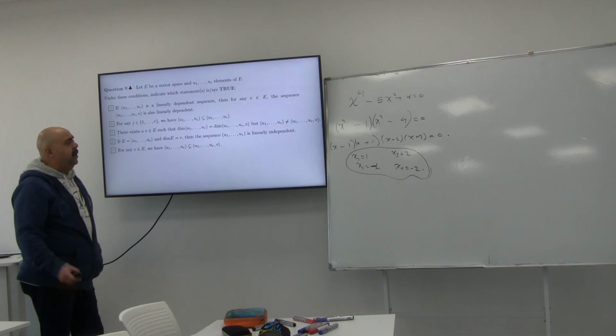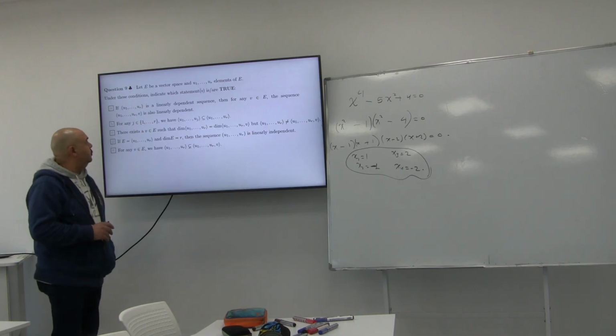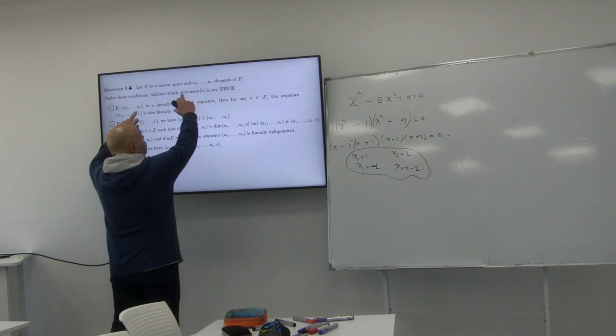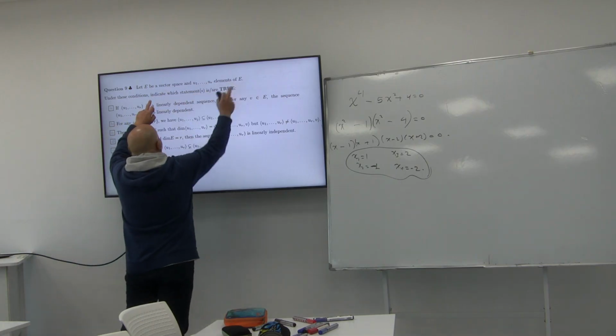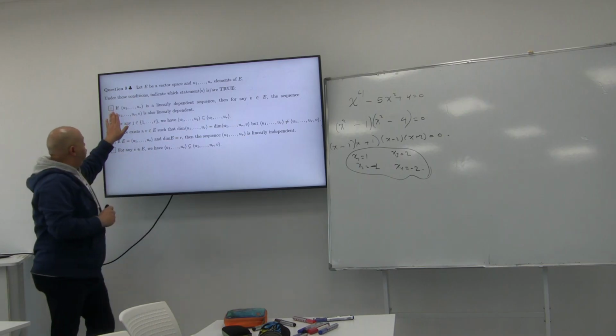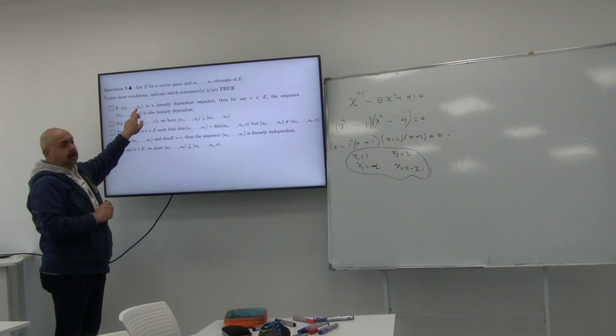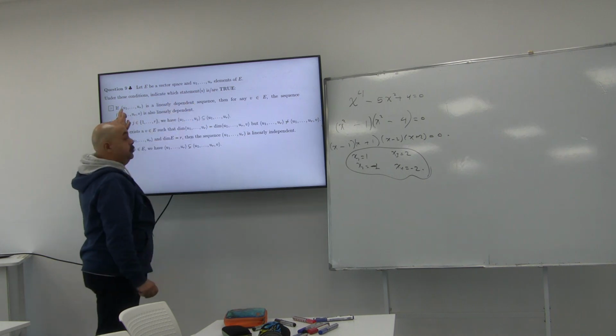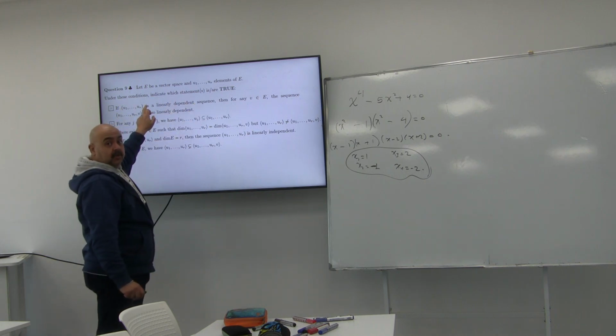Question number 9, what I remember, it's really very simple, but let's see it. Let E be a vector space, and U1 up to UR are vectors of E. Under these conditions, if U1 up to UR is a linearly dependent sequence, so you have from U1 up to UR a set of linearly dependent vectors.